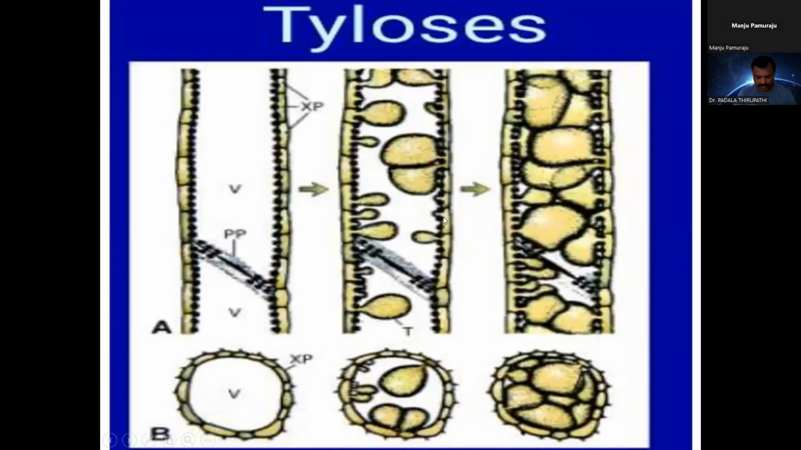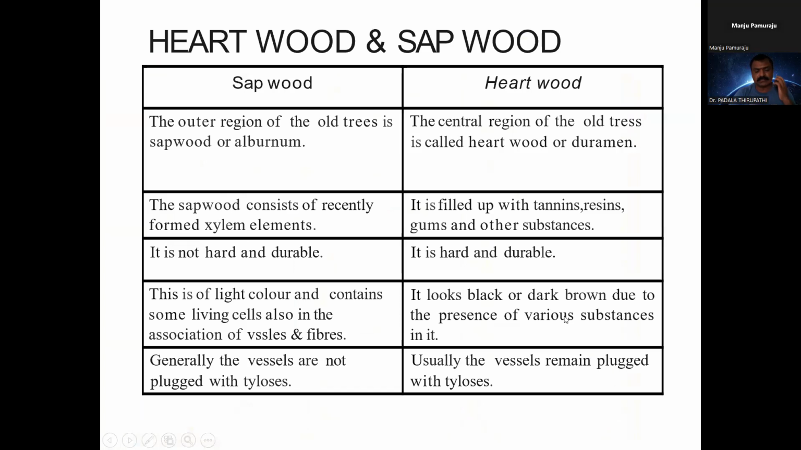So due to which here they block the transport also. Here these balloon-like structures mainly form in conduction, which stops the conduction also. So that is the difference between the heartwood and sapwood.